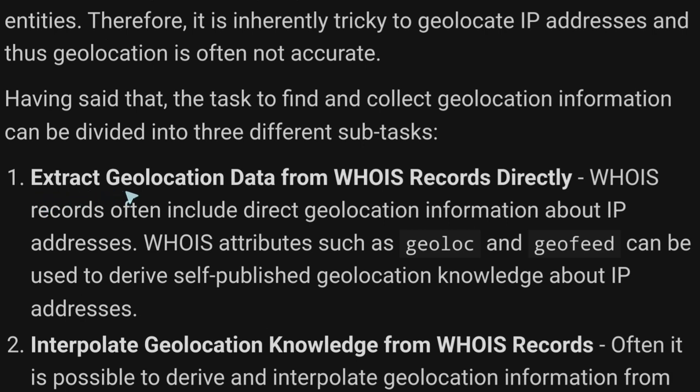1. Extract geolocation data from WHOIS records directly. WHOIS records often include direct geolocation information about IP addresses. WHOIS attributes such as geoloc and geofeed can be used to derive self-published geolocation knowledge about IP addresses.